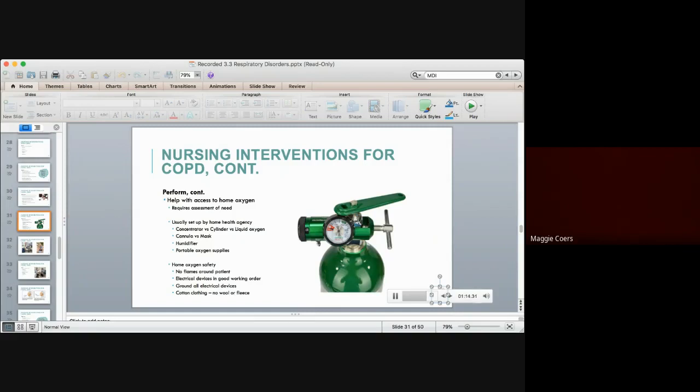With home oxygen, safety is very important. So we want to make sure that there's no flames around the patient. One thing I experienced a lot in a lot of my home O2 patients is a patient cooking with the stove with an open flame while wearing their oxygen. So we want to make sure that they avoid doing that. Electrical devices need to be in good working order. They all need to be grounded. And the patient should wear cotton clothing, no wool or fleece. Also, of course, with open flames, there should be no smoking around oxygen.